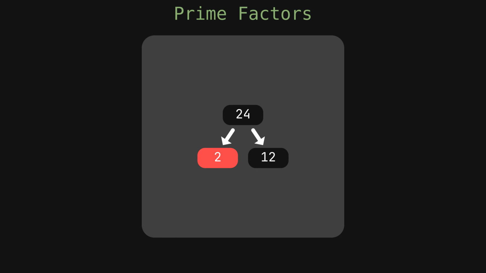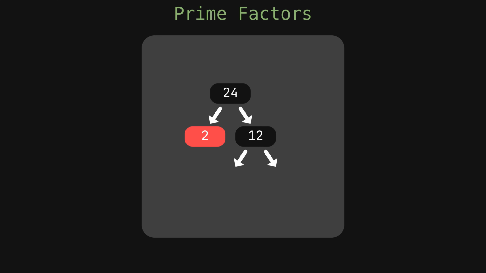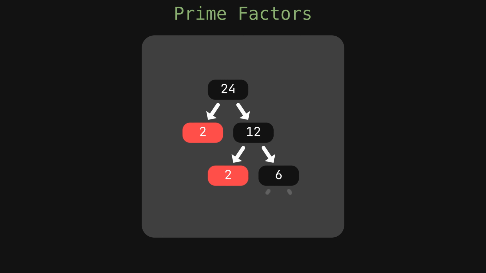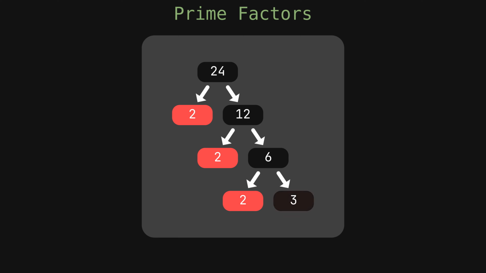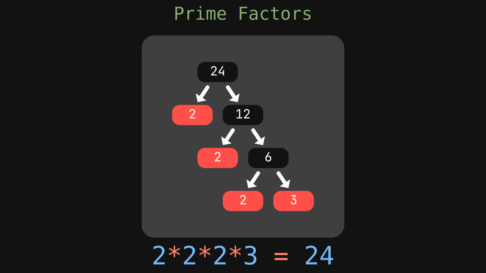12 is not a prime factor, so we will do the same thing as we did with 24 and divide it into 2 and 6. Again, 2 is a prime, so I'll color it red. Keep repeating this until both numbers are primes. Then collect all your prime factors. In this case, they are colored red. If you want to check you have done it right, then you can multiply these numbers together, and they should equal your original number. In my case, 2 times 2 times 2 times 3 is equal to 24, which is the same as the original number, so it is correct.